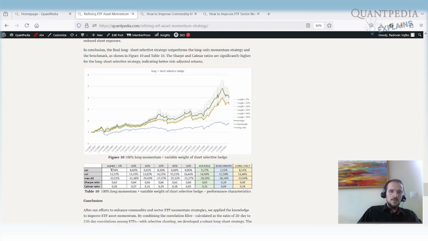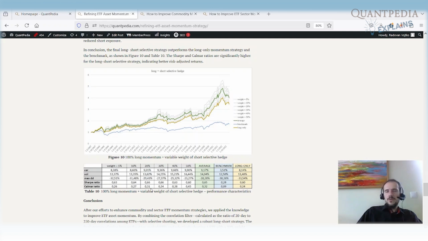So if we short just like 5 or 10%, yeah, we are improving the performance a little, but it can be significantly better. If we short around 30 or 40 or even 50% of the short leg, then we have the better Sharpe ratio, the better Calmar ratio, lower drawdown, etc. What is the sweet spot? Once again, we think that the sweet spot is around 40%.